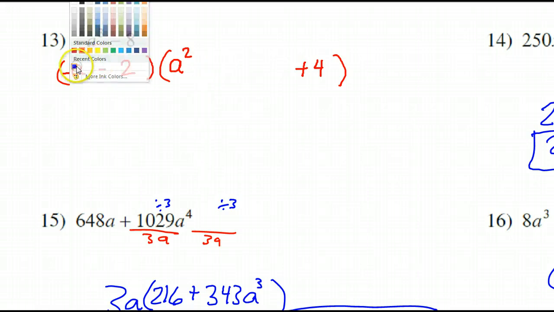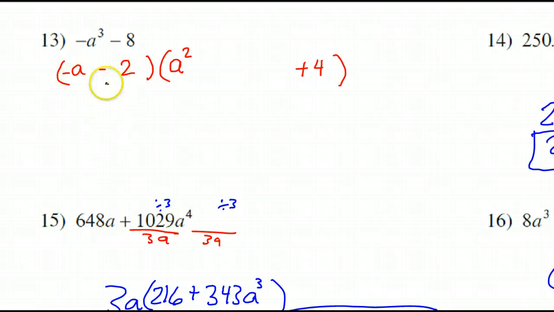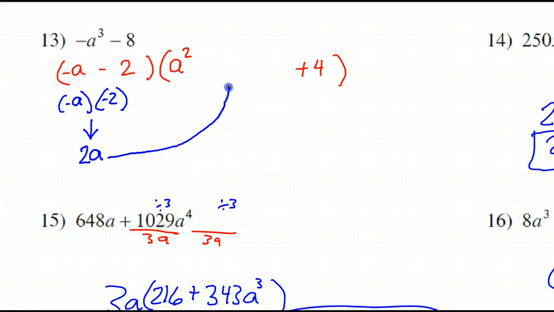Let me switch colors. I'm going to multiply these two together and then do the opposite sign. So what I have here is negative a times negative 2. If I multiply those two together, I get positive 2a. Okay? So I am supposed to do the opposite of that. So that's why I'm going to have negative 2a in the middle of this problem. Even though there's a negative sign here, there's still going to be a negative sign because I get a positive 2a once I multiply, and that's what I take the opposite of.